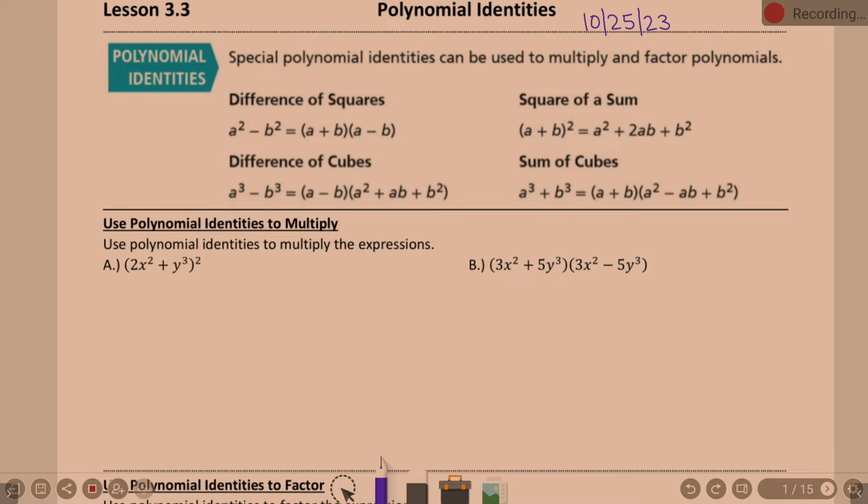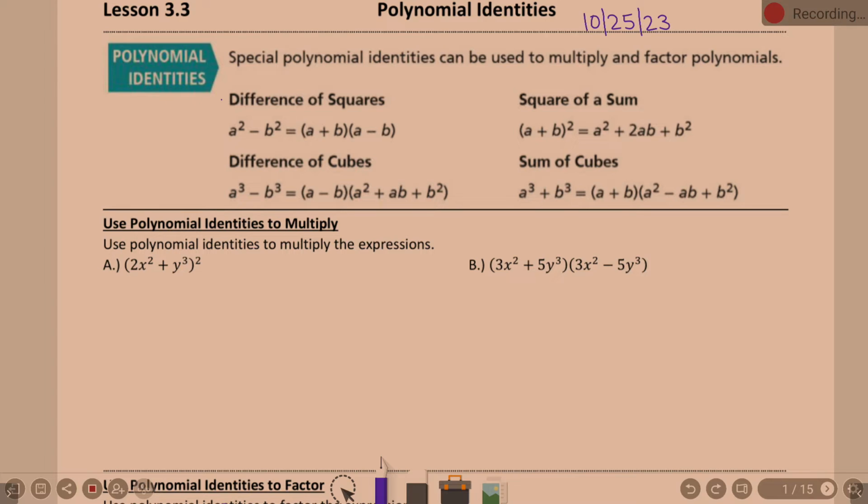Okay, so we have 4 polynomial identities here, and as you see, special polynomial identities can be used to multiply and factor polynomials. A couple of these, well, this first one you already know. Difference of squares, you're familiar with that, in that if something is a squared minus b squared, we can factor it into 2 parentheses where we take the square roots of the first and the last, and we use opposite signs. We could also use that to multiply back together.